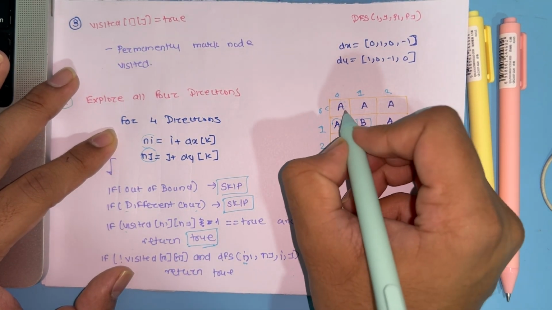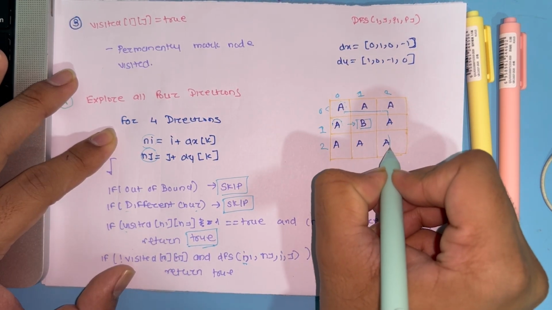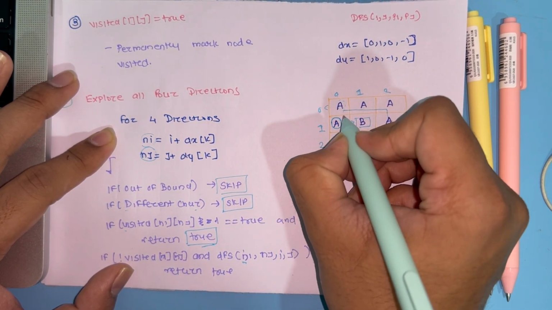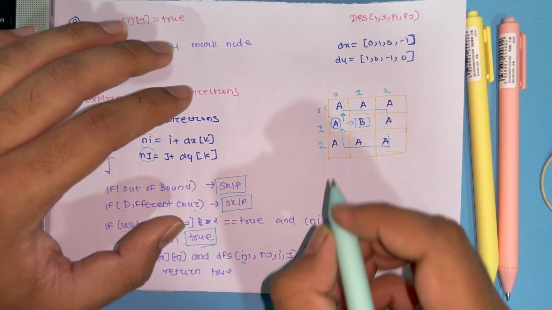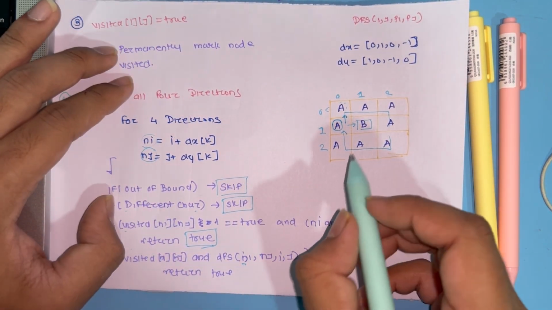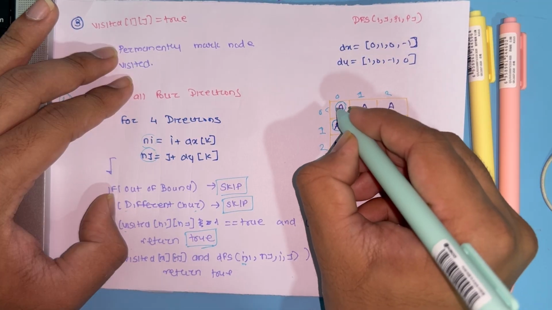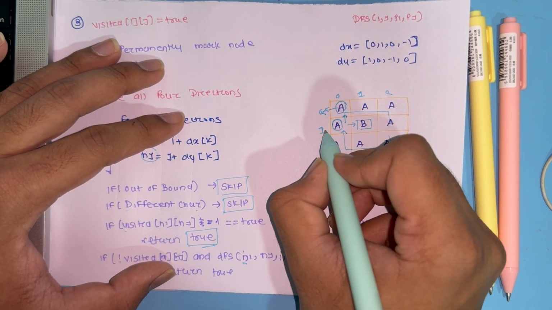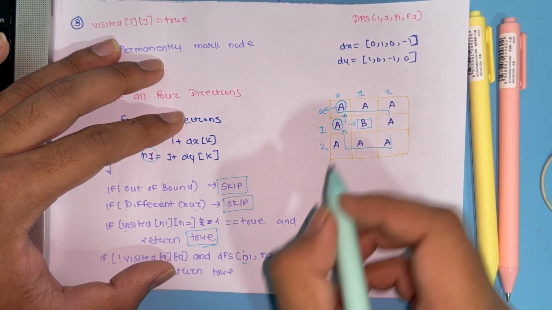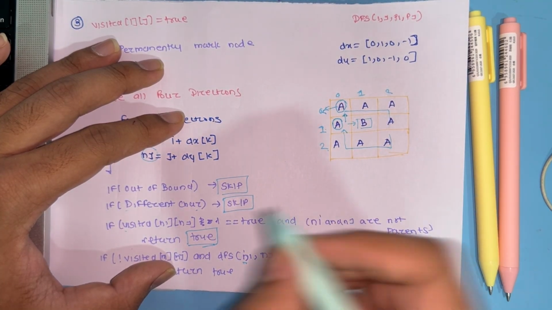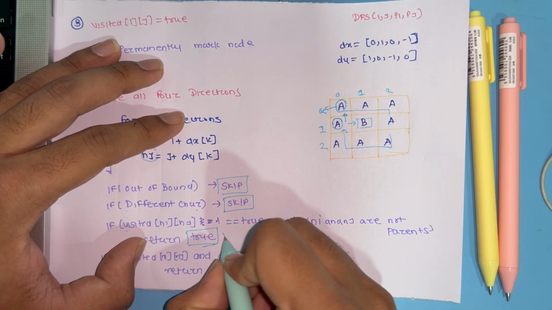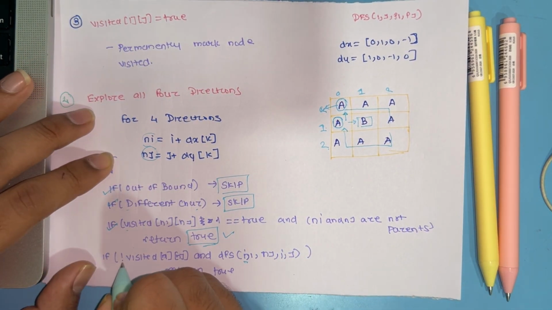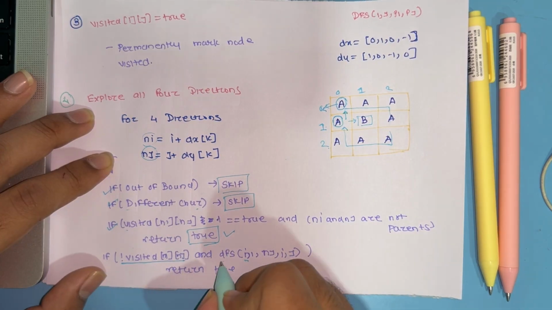Consider this case. We have explored using all these things, and we have reached 1 comma 0. Now from 1 comma 0 we are going to 0 comma 0. The ni and nj is 0 comma 0. Now this 0 comma 0 will be already visited, and the parent for 1 comma 0 will be 2 comma 0, not 0 comma 0. So the parent is different and visited is true, meaning the cycle is detected. If none of this applies, we'll just see if visited is false, and then we'll call the DFS of that.